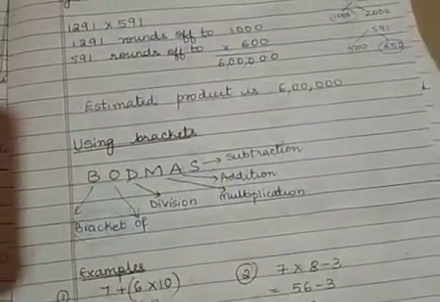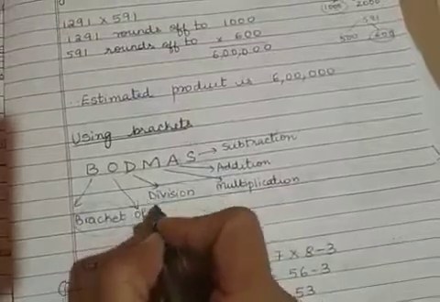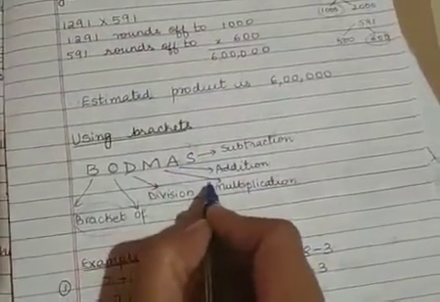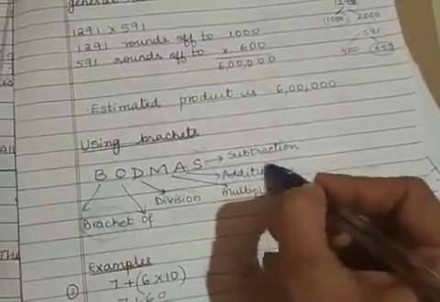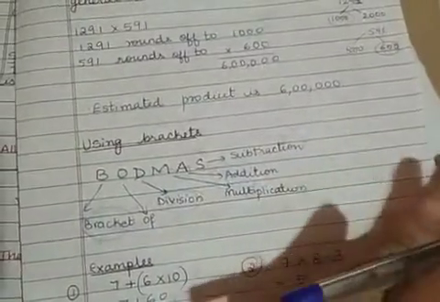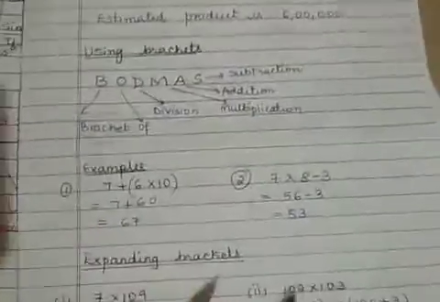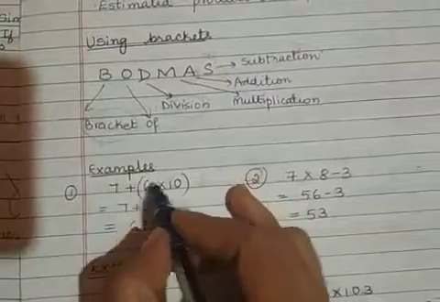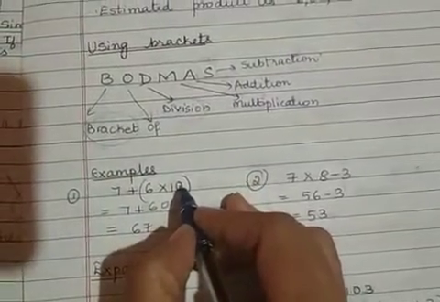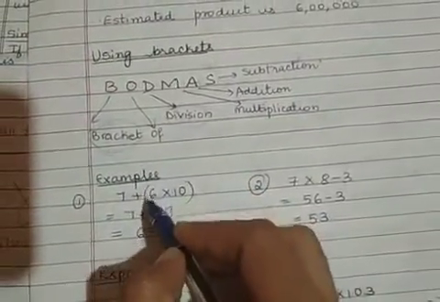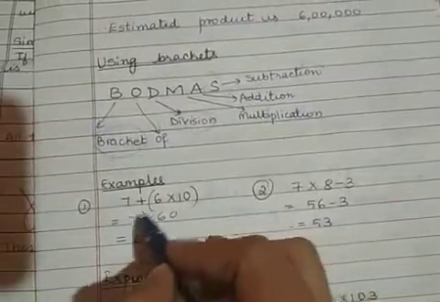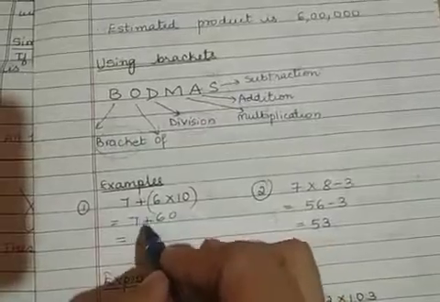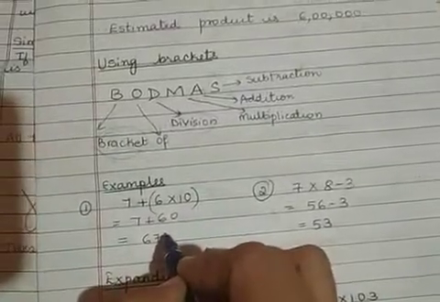Once you solve whatever is inside the bracket, the next operation that you have to solve is division, followed by multiplication, addition, and the last operation that you have to perform is subtraction. Now let us see an example to understand this. Here you are asked to solve 7 plus (6 multiplied by 10). According to this rule, you have to solve whatever is inside the bracket. So you get 6 multiplied by 10 is 60, and on adding 7 you get 67.